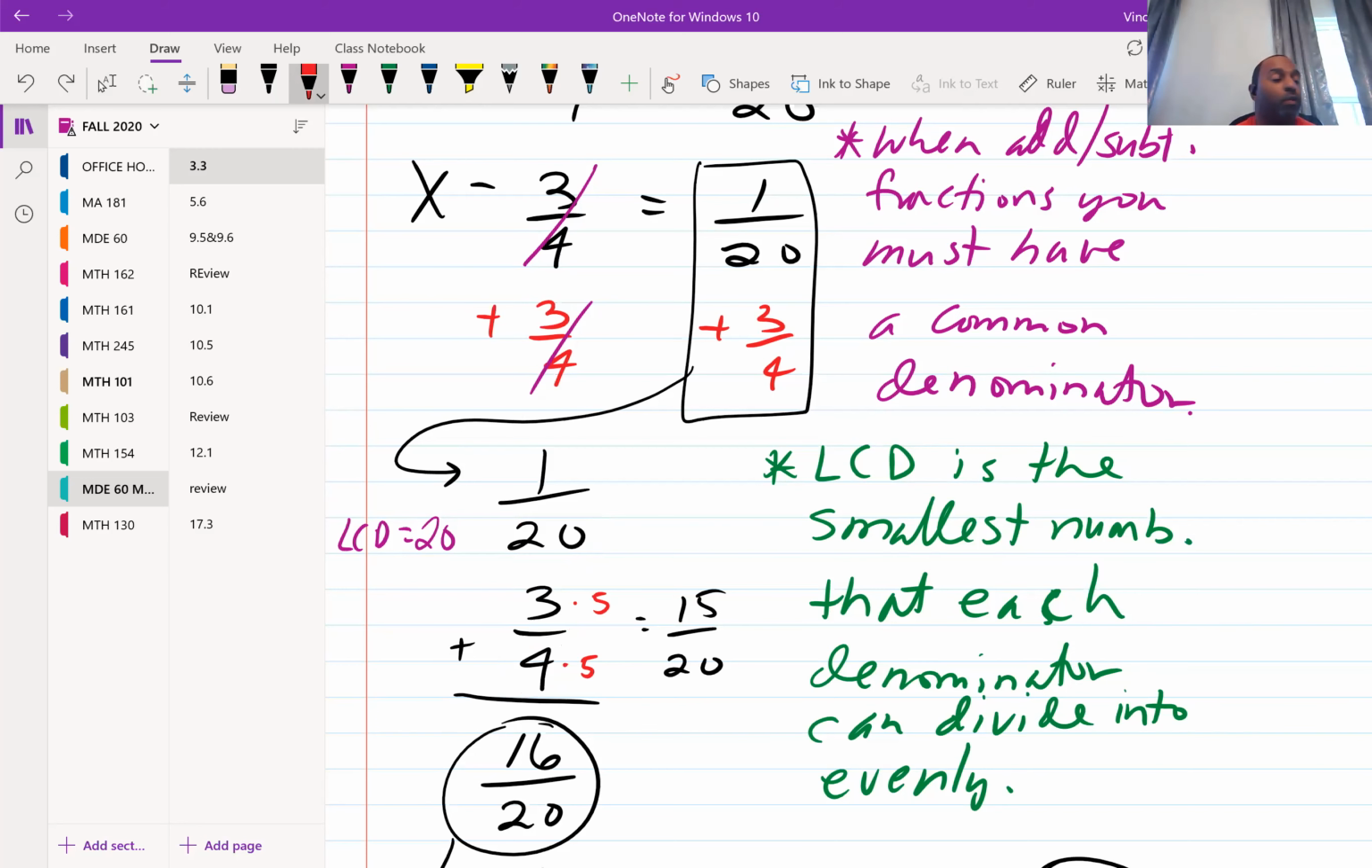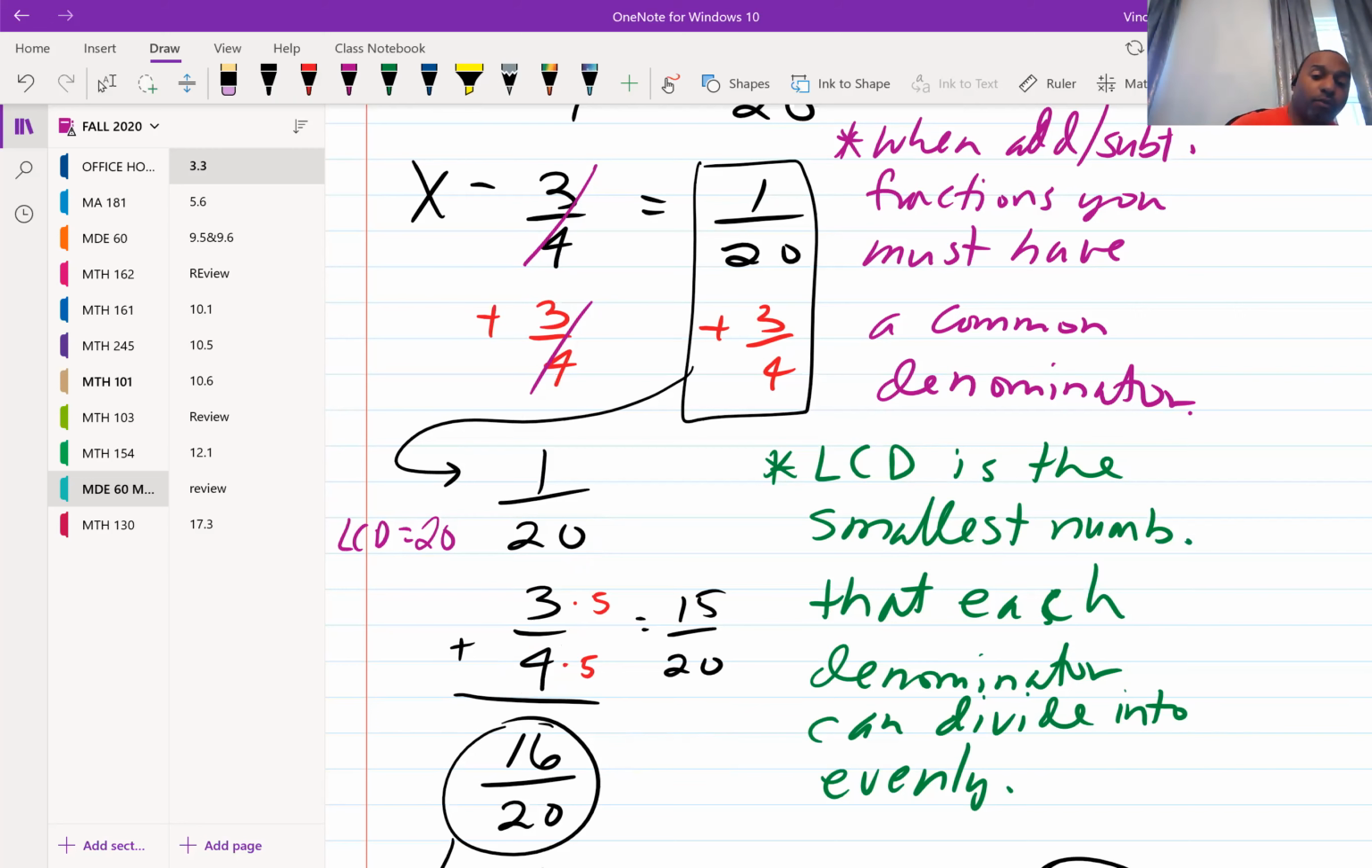And then you ask yourself what times 4 will give you 20, and that's 5. Multiply 5 to the top and bottom, and that's 15 over 20. Now, once you have common denominators, you can go ahead and add the numerators, and that's how we get 16 over 20, that's 1 plus 15.